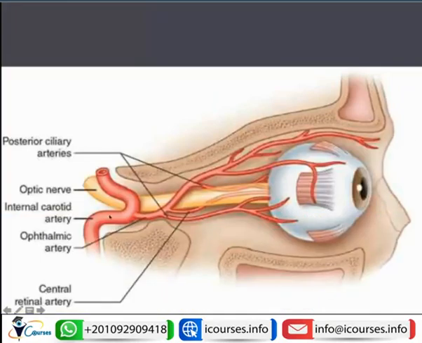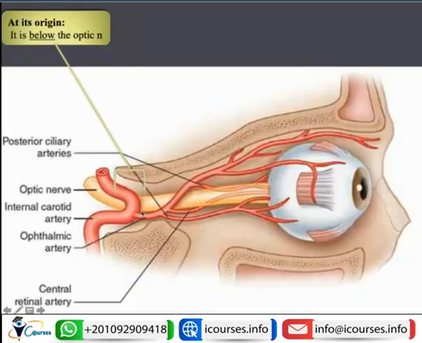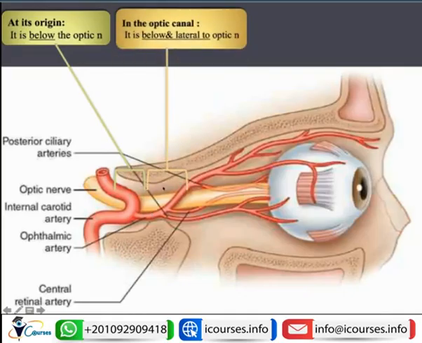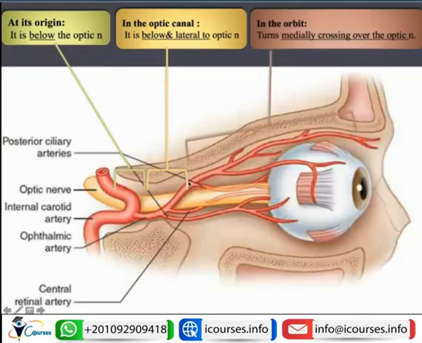So let's revise it again. The ophthalmic artery arises from the medial aspect of the internal carotid artery just after it emerges from the cavernous sinus, and it first will be below the optic nerve. So at the origin, it will be below the optic nerve. Then in the optic canal, it will be below and start to be lateral to the optic nerve. And after it emerges from the optic canal, it will be in the orbit, it will turn medially and cross above the optic nerve.